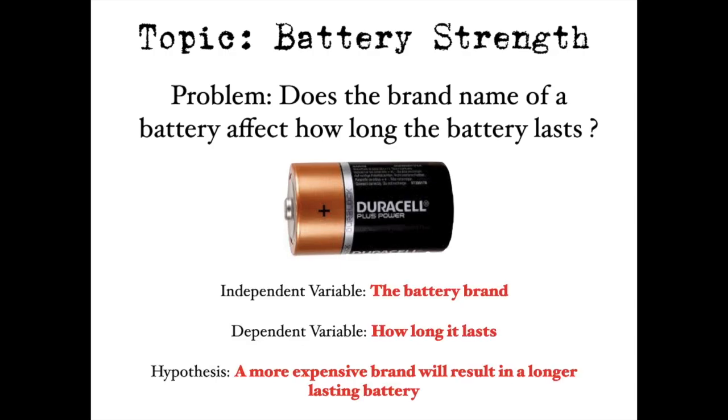Okay, so let's take a look at the answers. The independent variable is what I'm changing. This is part of the experimental group. I'm looking at the different battery brands. The dependent variable is what is being impacted, how long it's going to last. And then the hypothesis: a more expensive or more popular brand will result in a longer lasting battery. So let's go ahead and do some more.